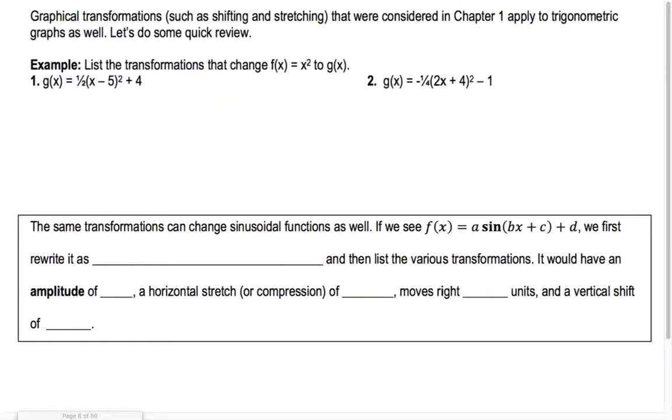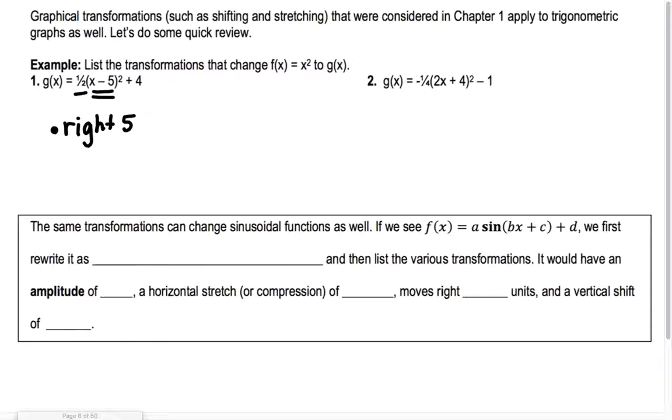Okay, that's what we're going to do, but we're going to do it with the sine and cosine functions. We're going to have things that get stretched out, moved up, moved to the right, moved to the left, right? We're going to have lots of things happening. So on number 1, it says list the transformations that change y equals x squared into this function. So let's start with the minus 5. What does that do? It moves it to the right 5.